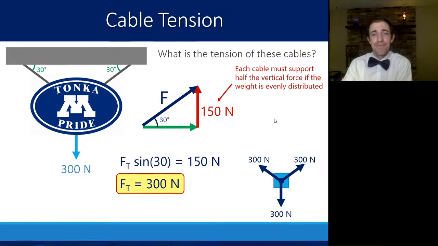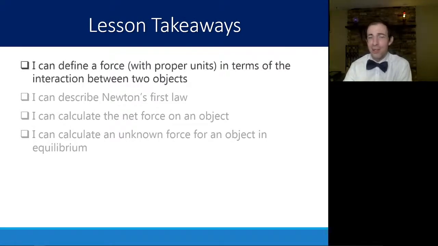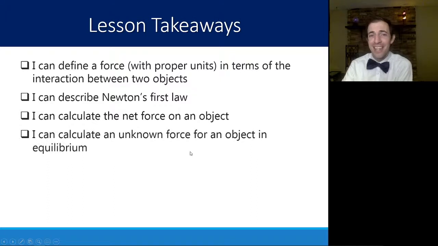So where that leaves us is you should be able to define a force using the proper units of newtons. Describe Newton's first law: an object at rest stays at rest, an object in motion stays in motion, unless an unbalanced force acts. To find that unbalanced force, you should be able to find the net force on the object, and then you should be able to calculate that unknown force if there's an object in equilibrium, like we did in the last couple problems.